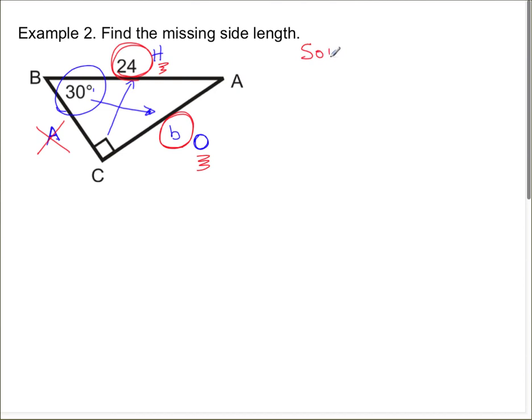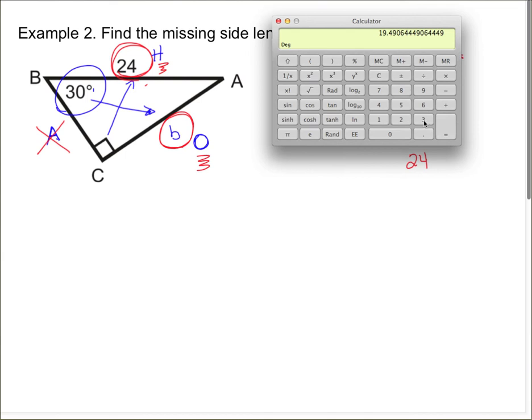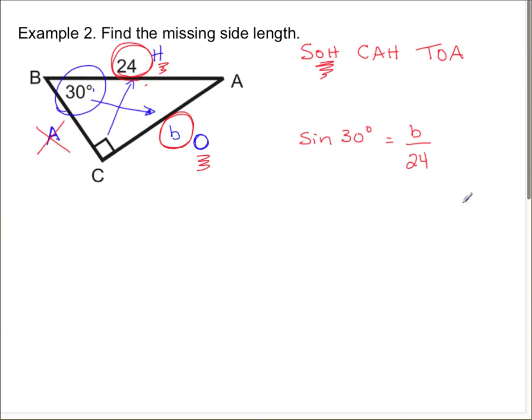Now remember this, SOH CAH TOA. Well, O and H are with sine. So we're going to go sine, and 30 degrees has to go with sine because that's what we're going to punch into the calculator, equals opposite over hypotenuse. So our opposite is B, and our hypotenuse is 24. So sine of 30, I'm going to punch that into the calculator, 30, and hit sine. You might have to do it the opposite direction. Oh, look at that. That's a nice number, 0.5.